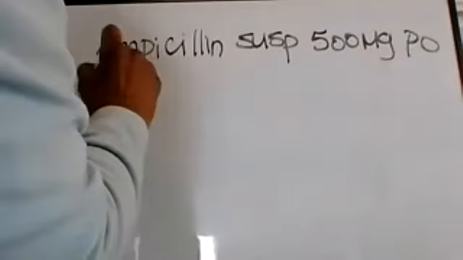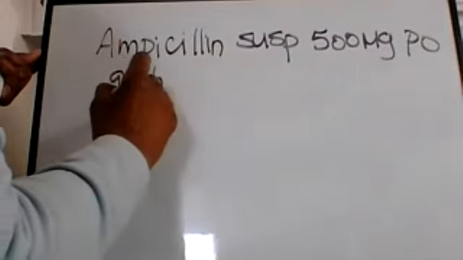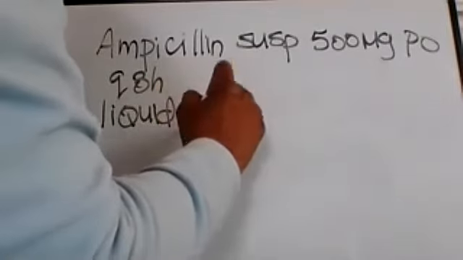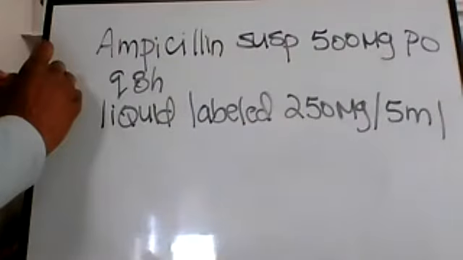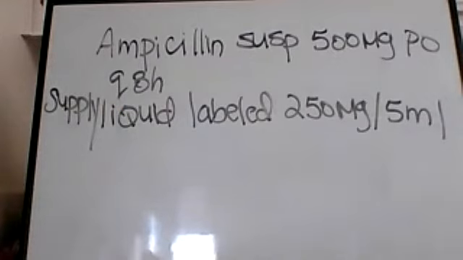Ampicillin, suspension, 500 milligrams, PO, every 8 hours. What we have on hand is liquid, labeled at 250 milligrams per 5 milliliters. All right. This is the supply. All right, so go ahead and work this out.